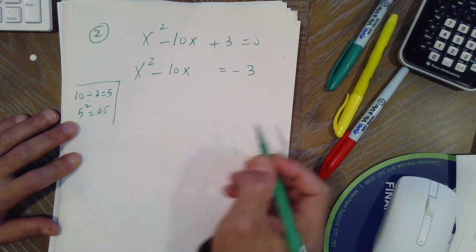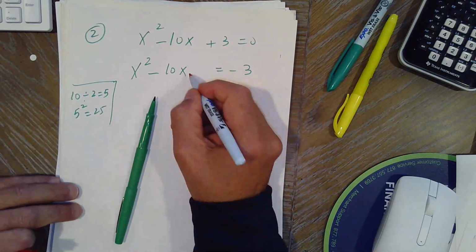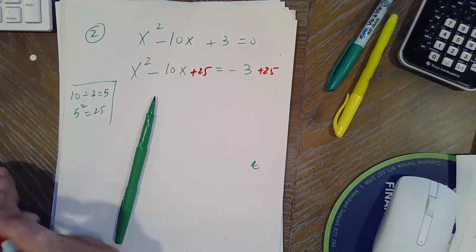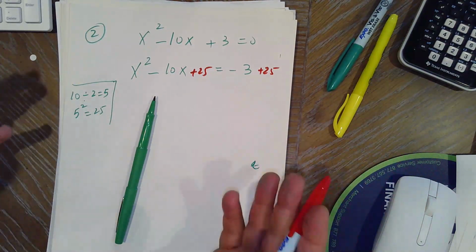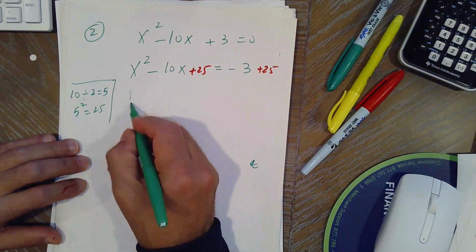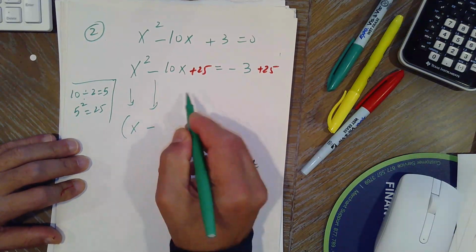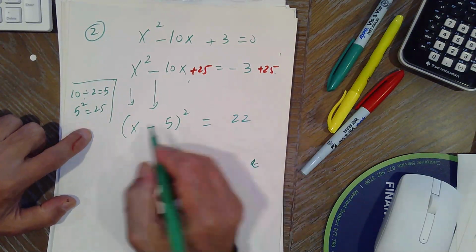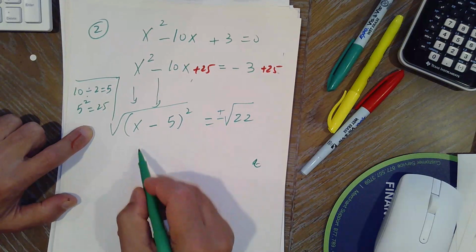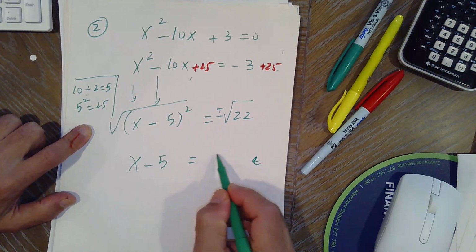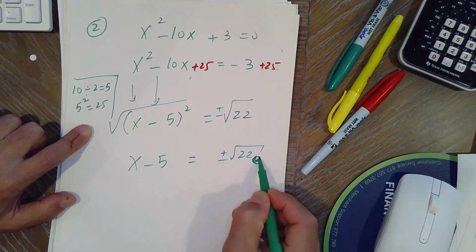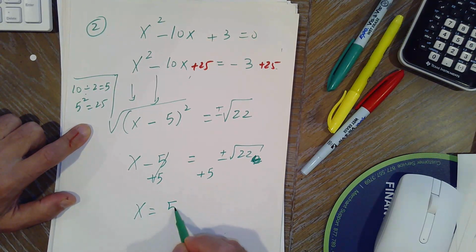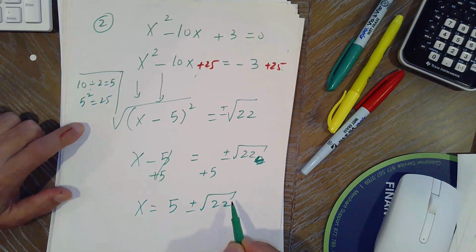5 squared is 25. So we're going to add 25 here, 25 there, and don't forget to add 25 to the right side of the equation. It's a balance. You want to keep the balance of the equation. So x minus 5 squared. You don't even have to think about that. That's 22 plus or minus x minus 5 is plus or minus root 22. Add the 5. X is 5 plus or minus root 22.